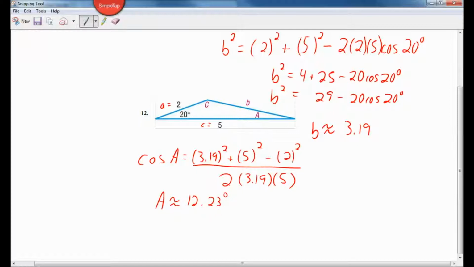Now, you can do the same thing. You can use the formula for the cosine of C to get this angle measure, or to save time, since the 3 angles of a triangle have to add up to be 180 degrees, angle C is going to equal 180 degrees minus 20 degrees minus 12.23 degrees.